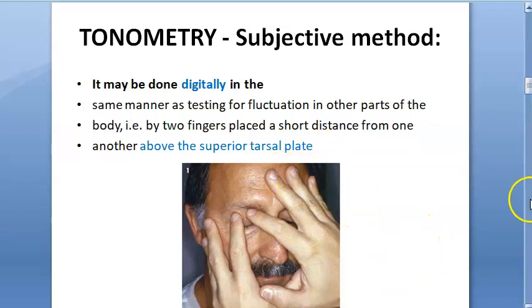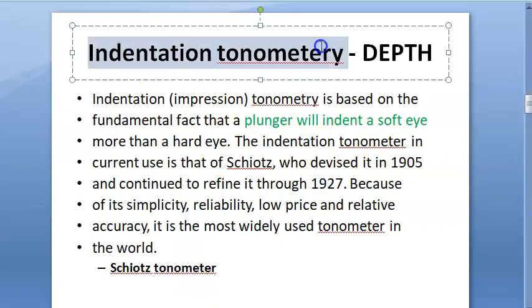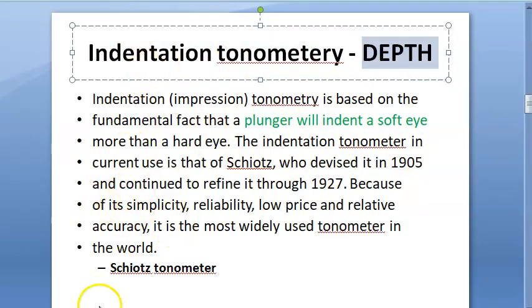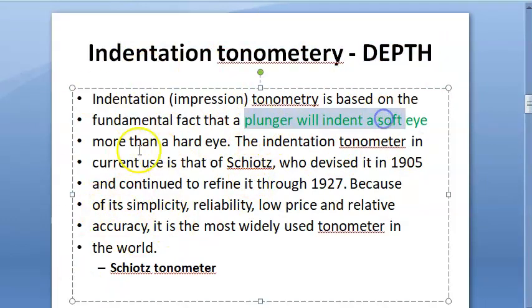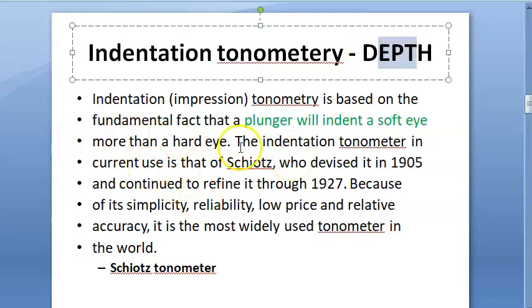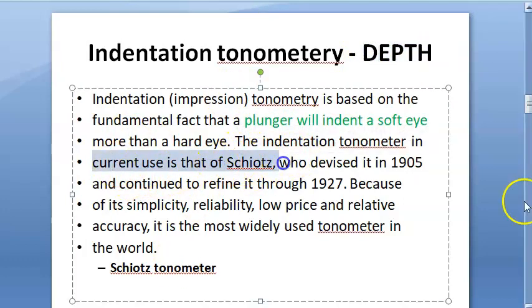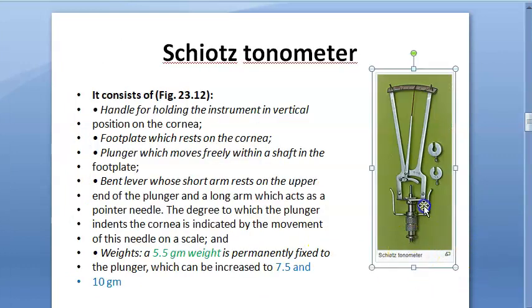Yeah. Okay. Then indentation tonometer, guys. Indentation tonometer, you will be measuring what? The depth. Okay. So there will be a plunger which will indent a soft eye. So soft eye means it will go more inside, right? So depth is what you are looking for. The indentation tonometer currently in use is the Schiotz Tonometer. How do you say this? Schiotz? That's right, guys. Schiotz Tonometer. So basically it is simple, reliable, low price, accurate, etc.